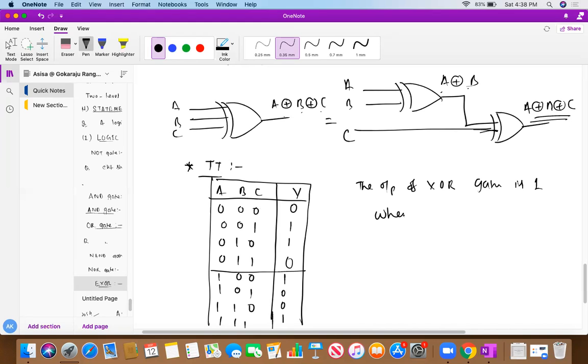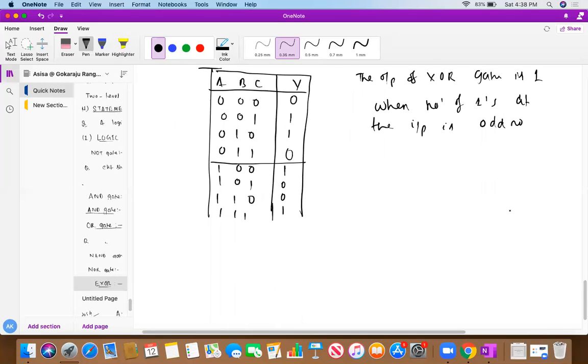When the number of ones at the input is odd. Okay, so we'll see how it is, very peculiar things now. So how is the logical expression now? If it is 3 inputs, the logical expression will be like this.